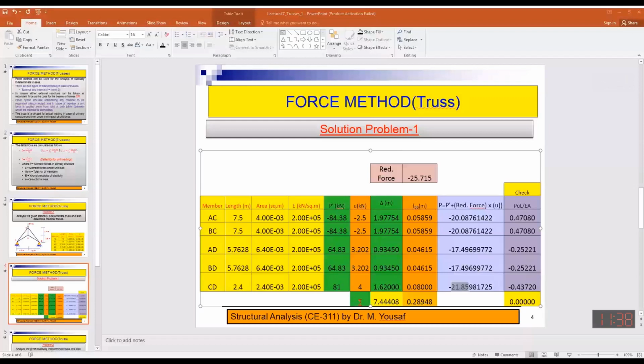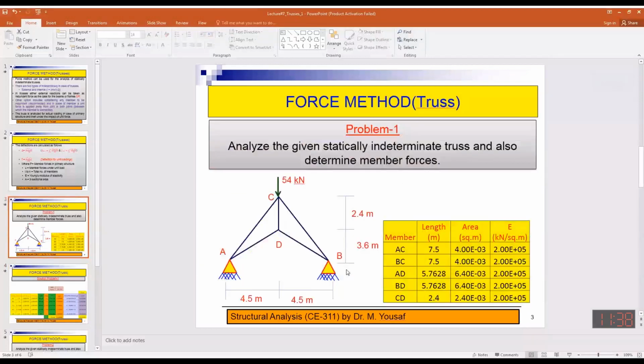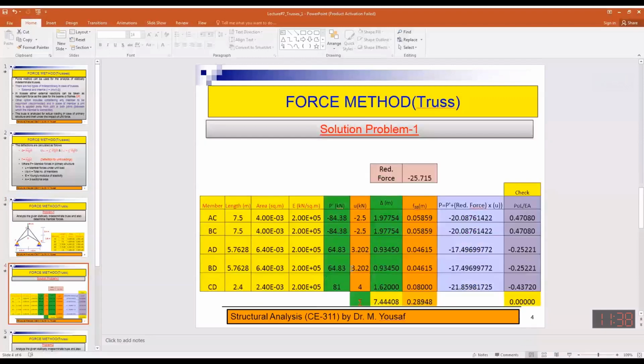P dash, P is the final force. Actually, with the indeterminate force present, we have found the member forces in AC, AD, CD, all of them. So the total resulting force will be equal to the force in the primary structure plus redundant force.